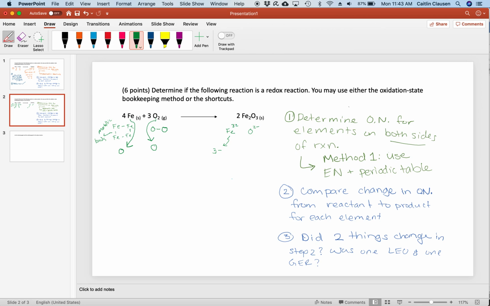That's telling me the oxidation state, which should be a plus. The oxidation state is going to be +3, and the oxidation state is going to be -2 for oxygen. You will find that for any compound, when you have an oxygen, the oxidation state is always going to be -2.